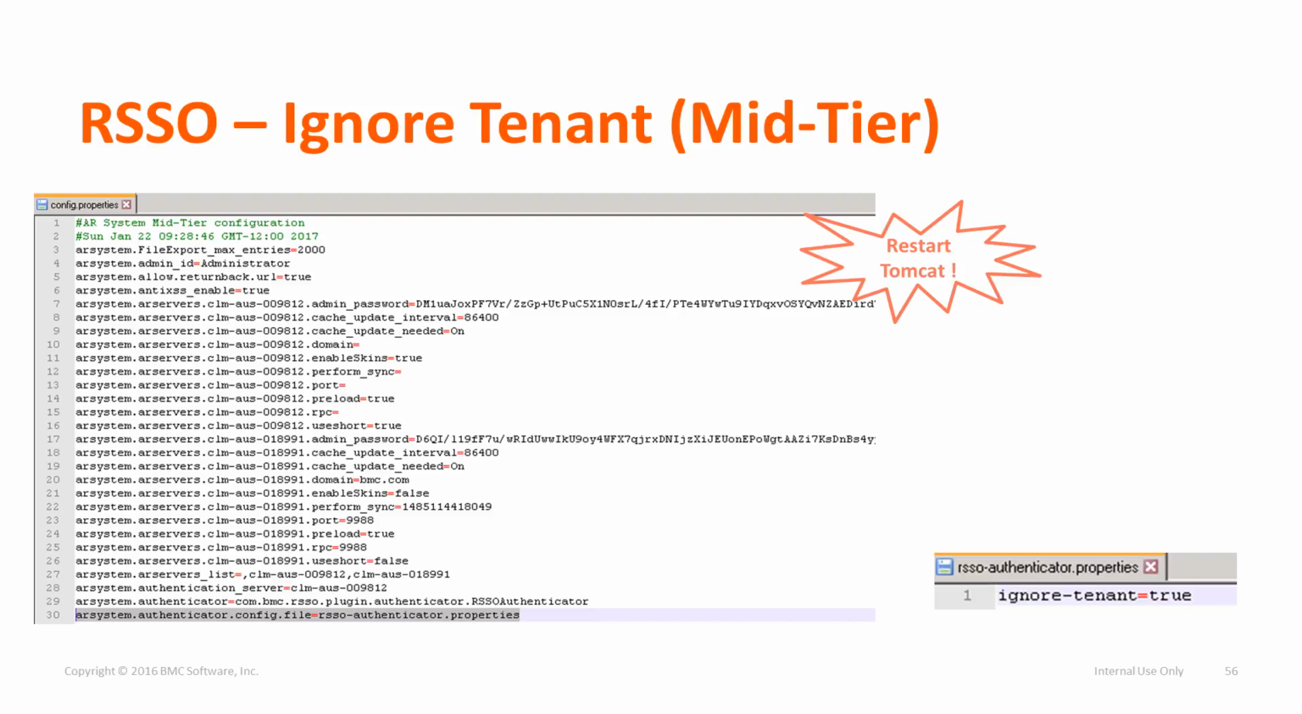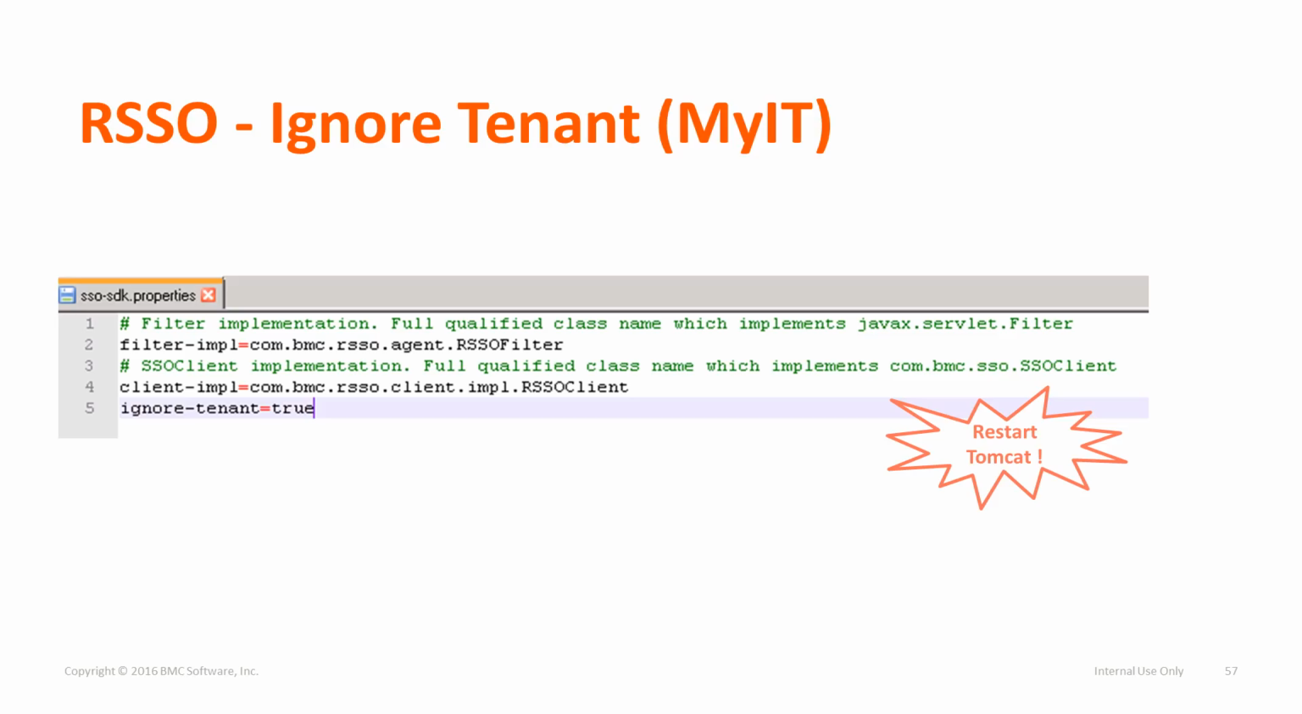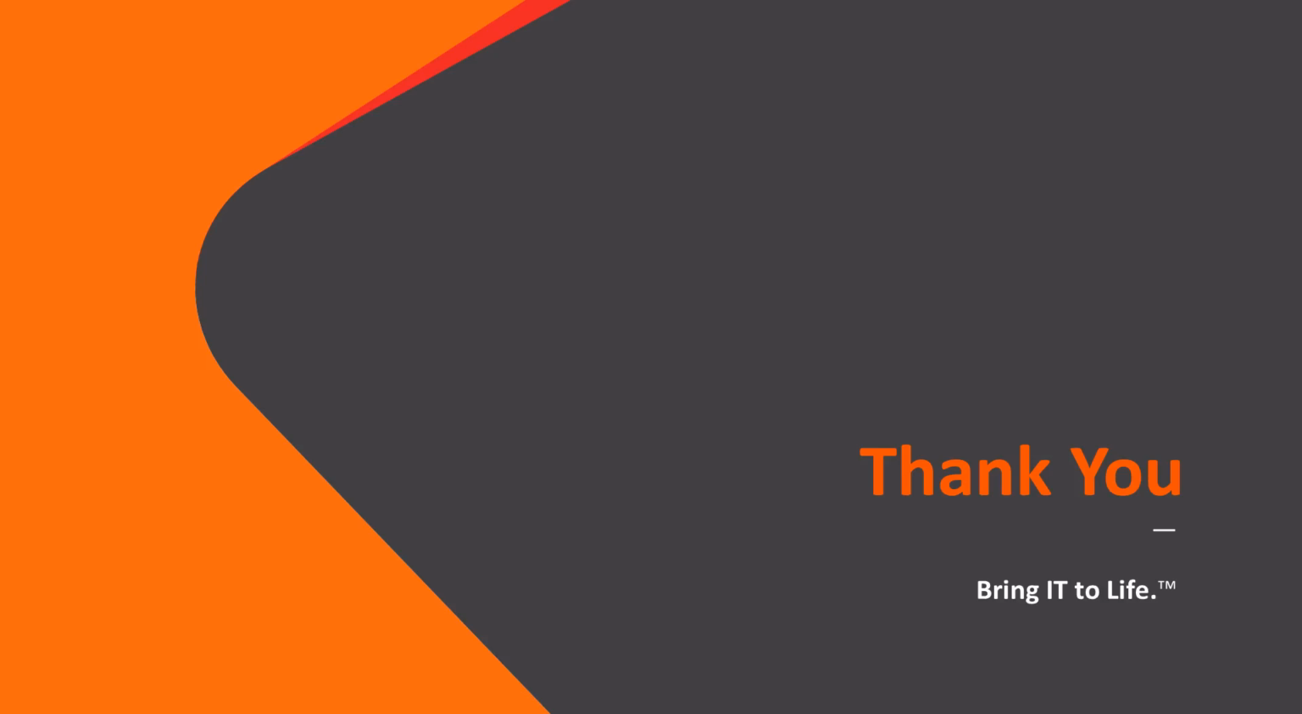And now we need to update the mid-tier to ignore the tenant. We do that by editing the configuration.properties file. Once you create an RSSO authentication properties file, you set the ignore tenant to true. And obviously you need to restart Tomcat for that to take effect. And of course we do the same thing for MyIT, but in this case, we're going to be updating the SSO SDK properties file. And again, set it to true and restart Tomcat. And that's it.